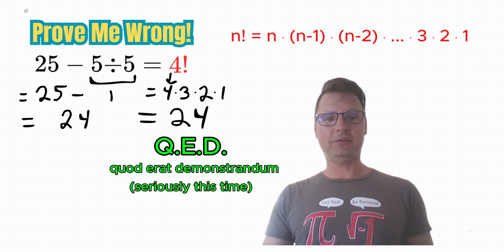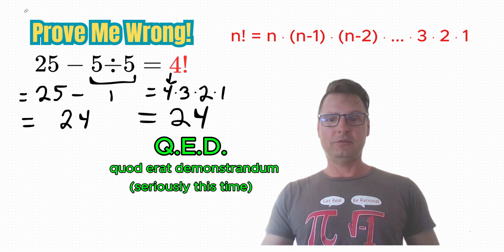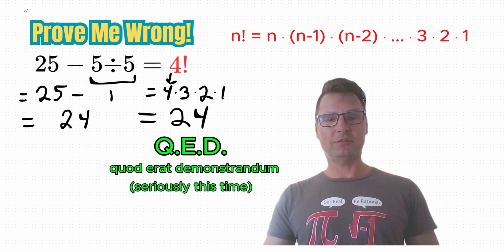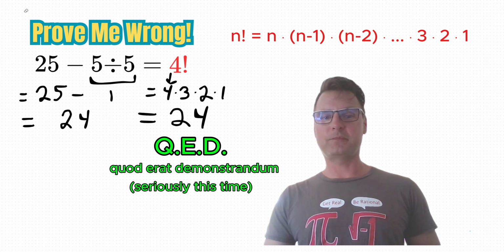Alright, your turn to demonstrate your knowledge of factorials. Tell me what 6 factorial is down in the comments. So the order of operations proves it. 25 minus 5 divided by 5 equals 4 factorial.